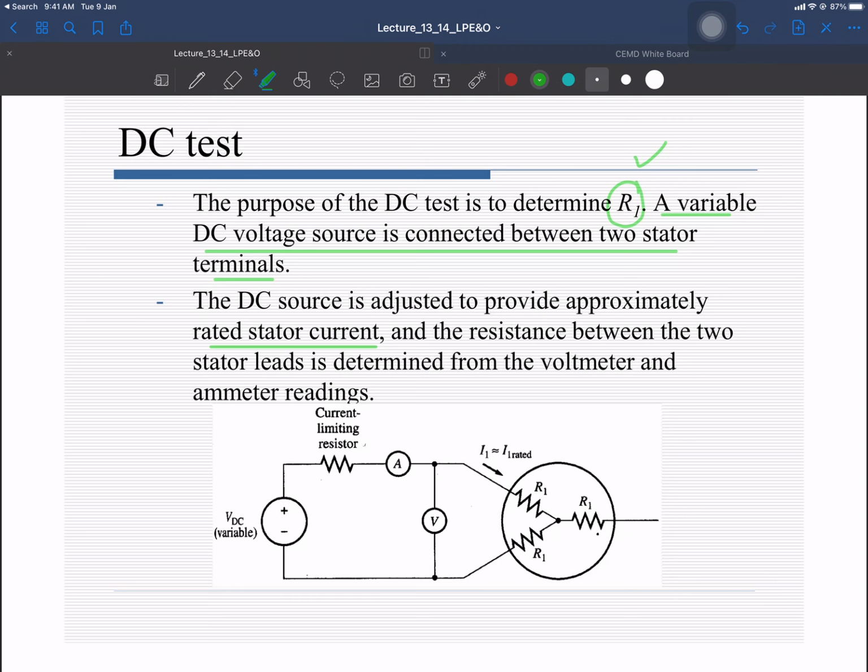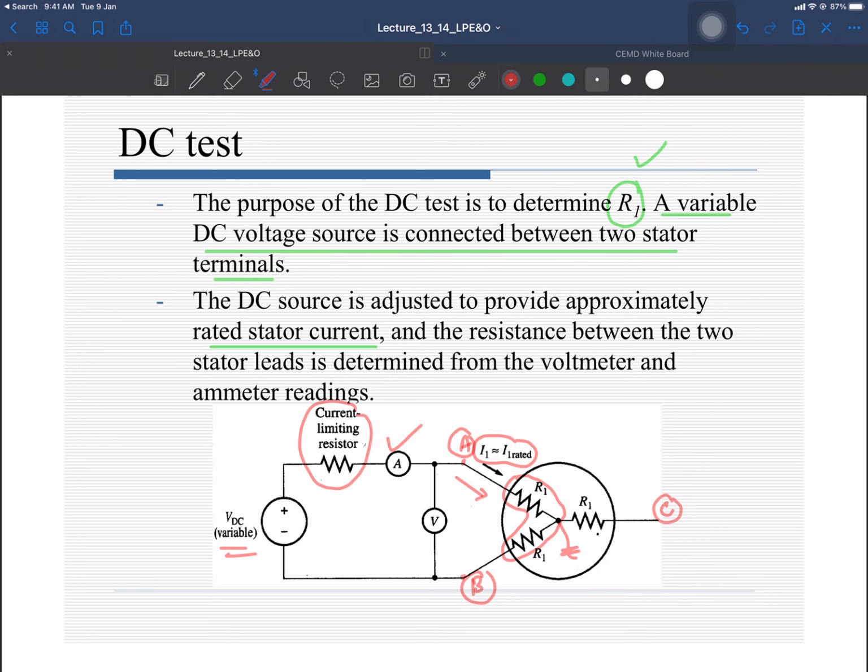Here you can see the two windings between the terminals. Let's suppose this is terminal A, this is terminal B, and this is terminal C, the three phase terminals of your machine, and this is the neutral point inside your machine. It may or may not be available at the output. If we connect a DC voltage source over here, with a resistance to control the current in these windings, we adjust it to the rated current in this winding, which we measure with this ammeter.